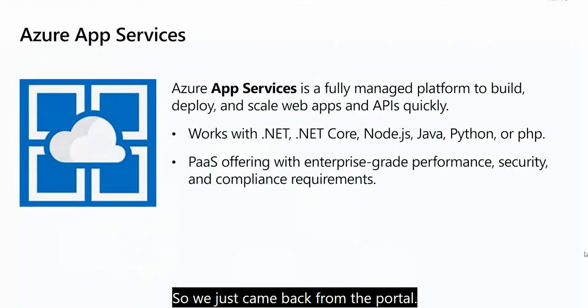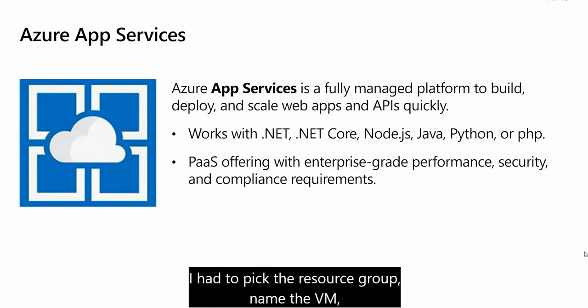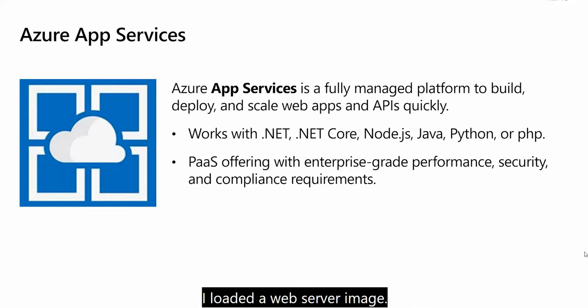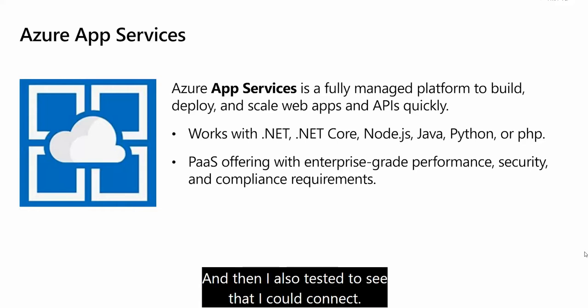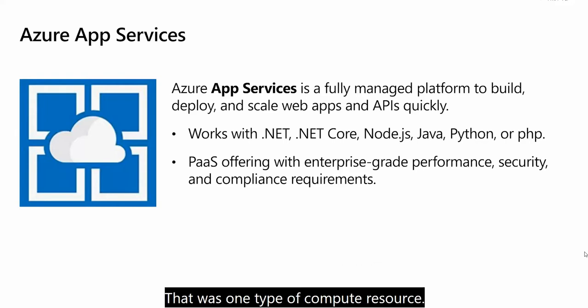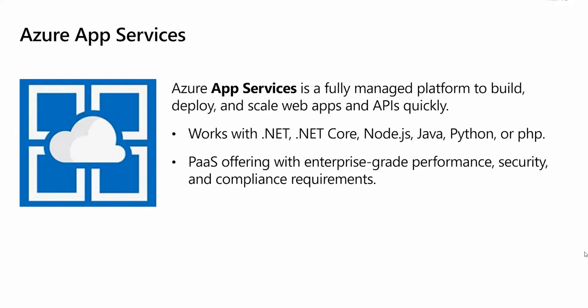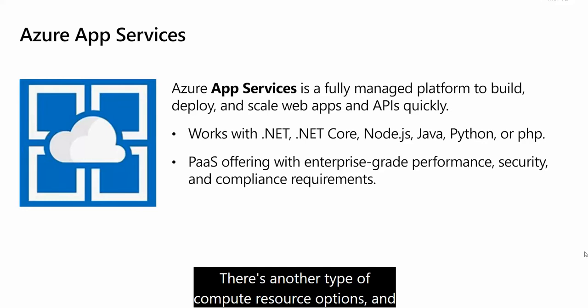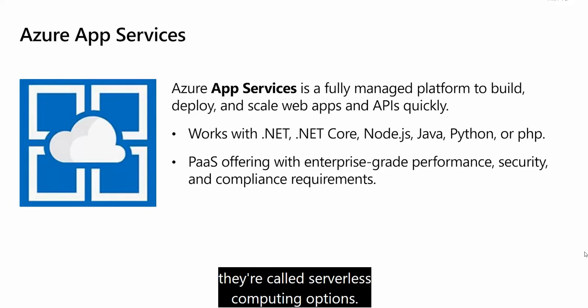So we just came back from the portal. We created a virtual machine where I had to pick the resource group, name the VM, and then I connected to that VM through RDP. I loaded a web server image, and then I also tested to see that I could connect. That was one type of compute resource. There's another type of compute resource options, and they are called serverless computing options.